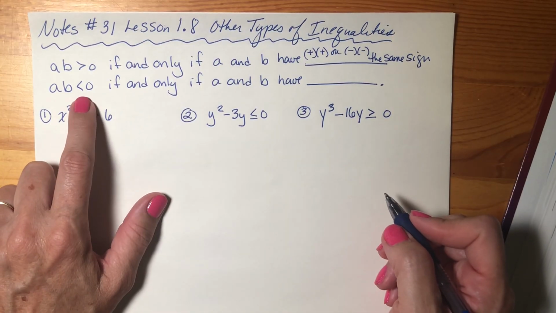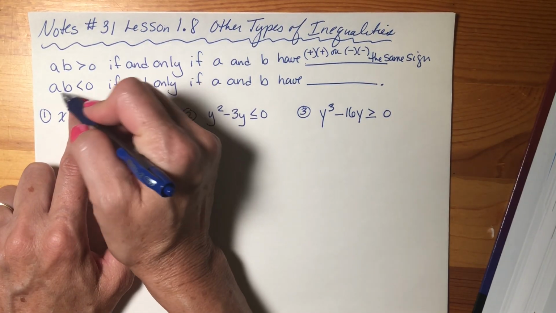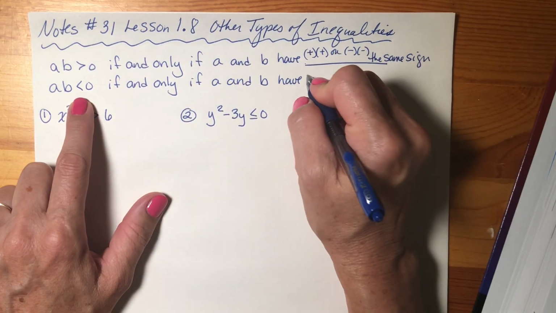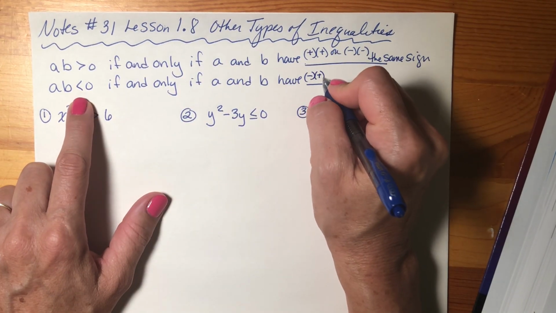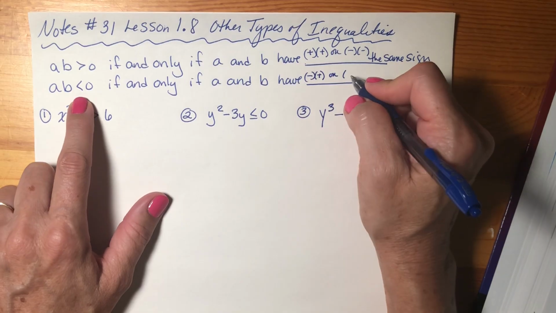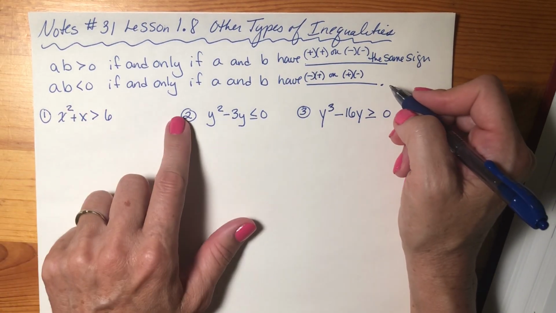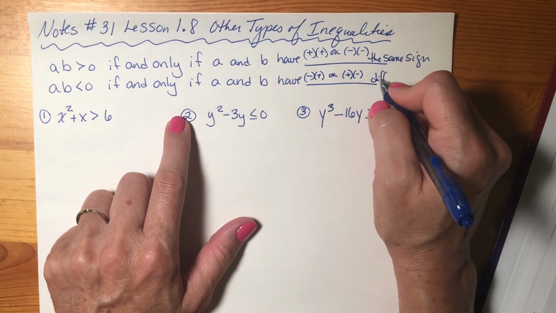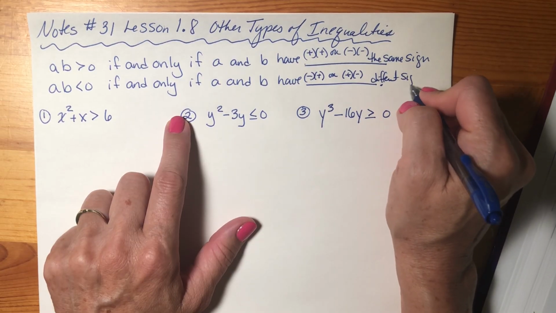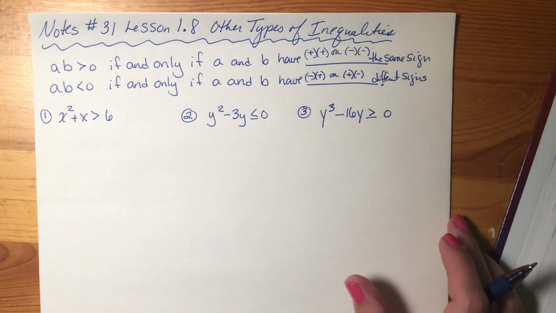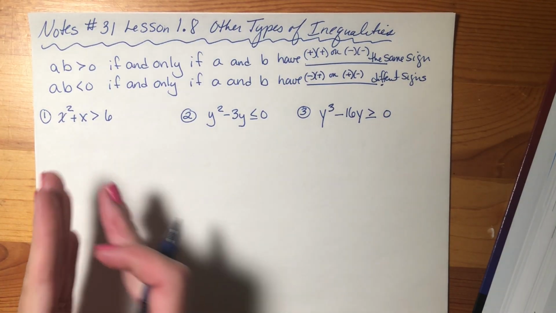If a times b is less than 0, all right, so to get a negative over here, a would have to be negative and b would be positive, so a negative times a positive, or I could have, how about a positive times a negative? So I would say different signs. Okay. So that's going to help us with our lesson today. We're going to be thinking about the signs that we're going to use in our inequalities.